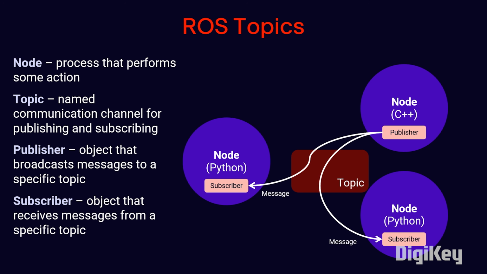This is useful for when you need to, say, periodically send out sensor readings to nodes that need them for calculations. One of the advantages of ROS is that messages can be passed among nodes written in different languages. Now, let's actually dive in and write some code.